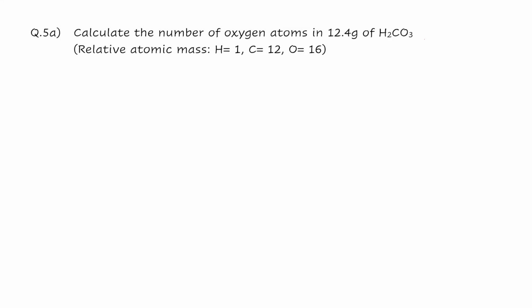Calculate the number of oxygen atoms. So here you can see this question is asking us to find the number of particles, in other words, in 12.4 grams of H2CO3. Now, H2CO3 is carbonic acid.